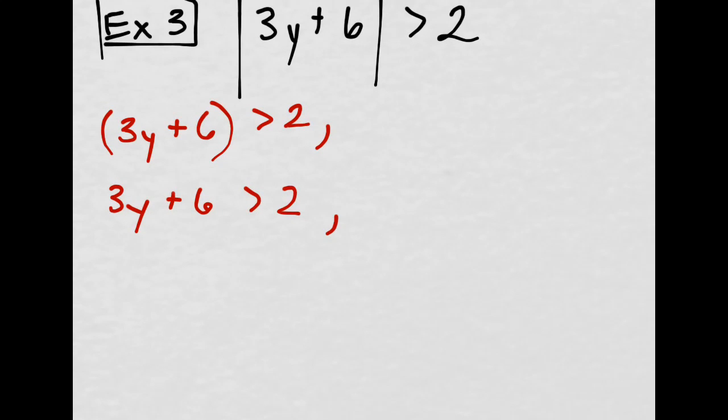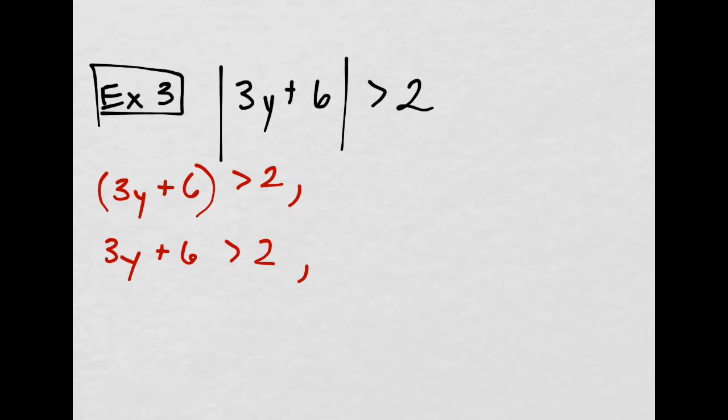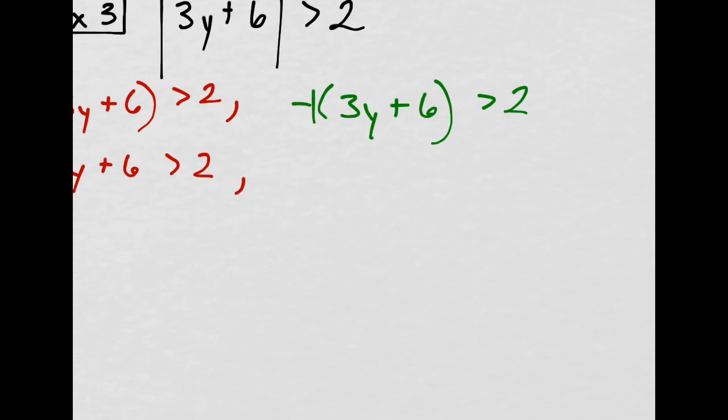So I'll solve that in a little bit. But I'll do the other case, which is I make the inside of the absolute value negative. So I put a negative out in front. So it's negative quantity 3y plus 6 greater than 2. And then that's like a negative 1, and I can distribute that. And I'll just solve this one first.